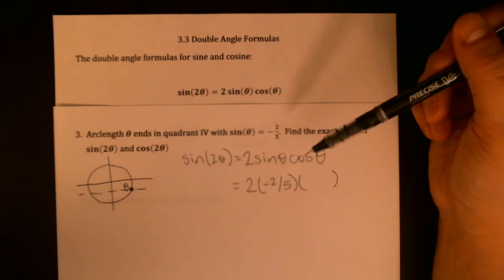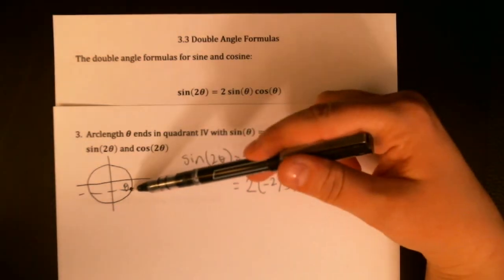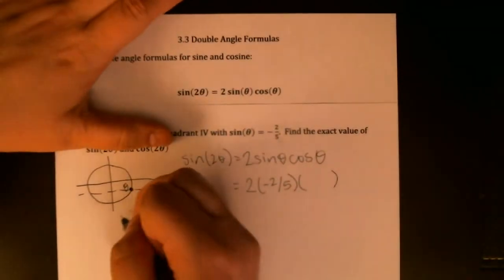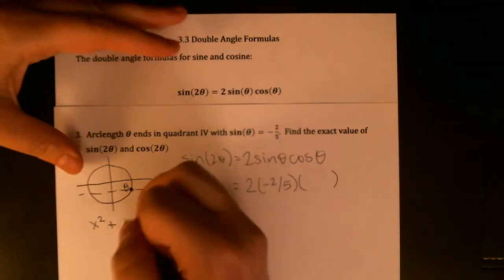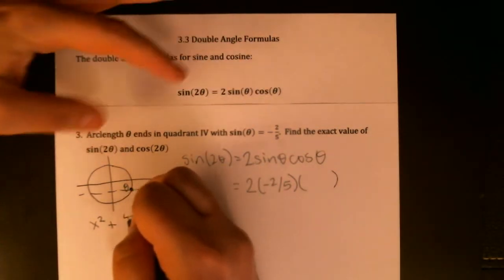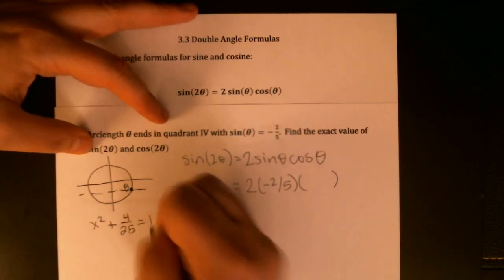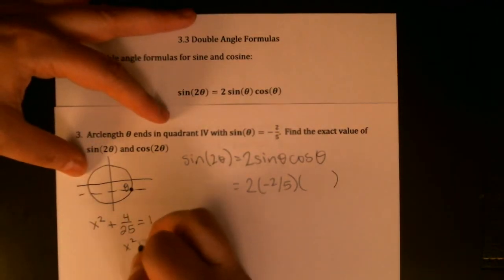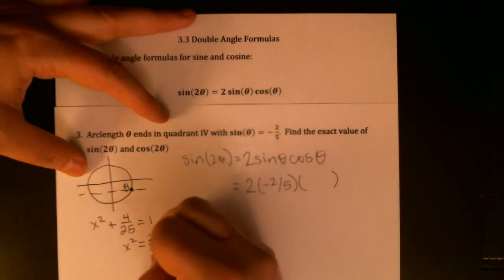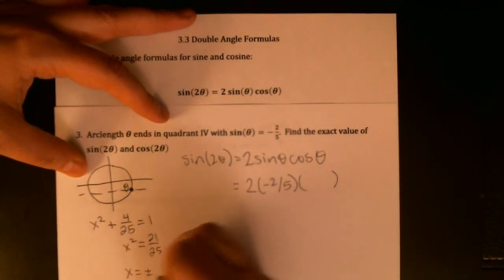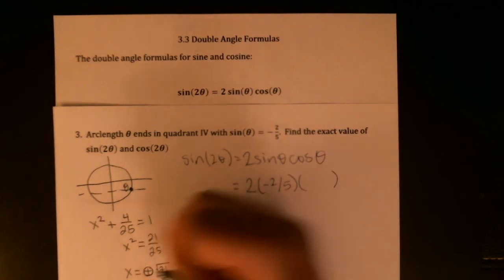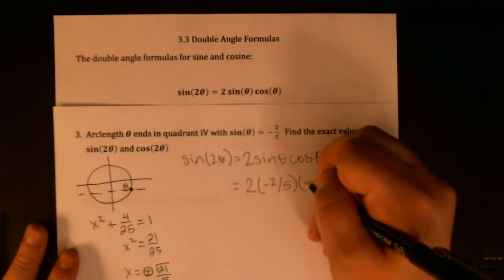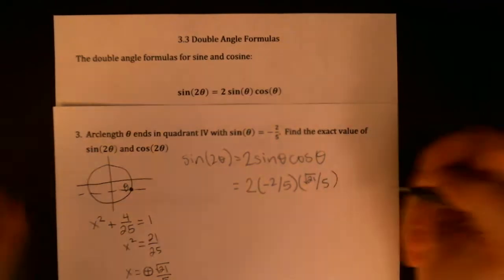Okay, so cosine of theta, so I need the x value of this point. Given the y value, to find the x value, you use the Pythagorean theorem. So I'd say x squared plus y squared equals 1. Y is -2/5, so 4/25 is its square, which means x squared is 21/25, and x is plus or minus √21/5. Because we know we're in quadrant 4, it's safe to pick that positive x value. So cosine is going to be √21/5.